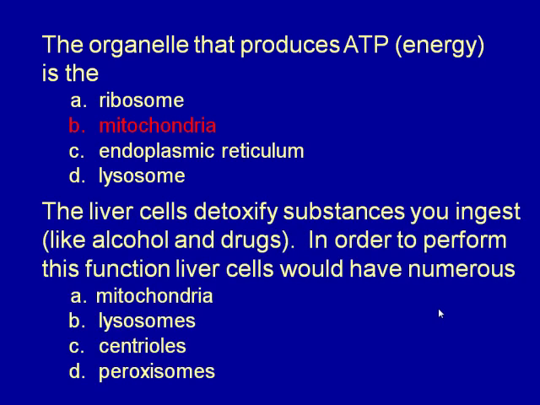One more. The liver cells detoxify substances you ingest, like alcohol and drugs. In order to perform this function, liver cells would have numerous mitochondria, lysosomes, centrioles, or peroxisomes. The correct choice is peroxisomes. Remember, they're the ones that have those enzymes that detoxify things. Again, mitochondria, powerhouse of the cell, lysosomes, digestive system, and the centrioles are involved in the production of microtubules.